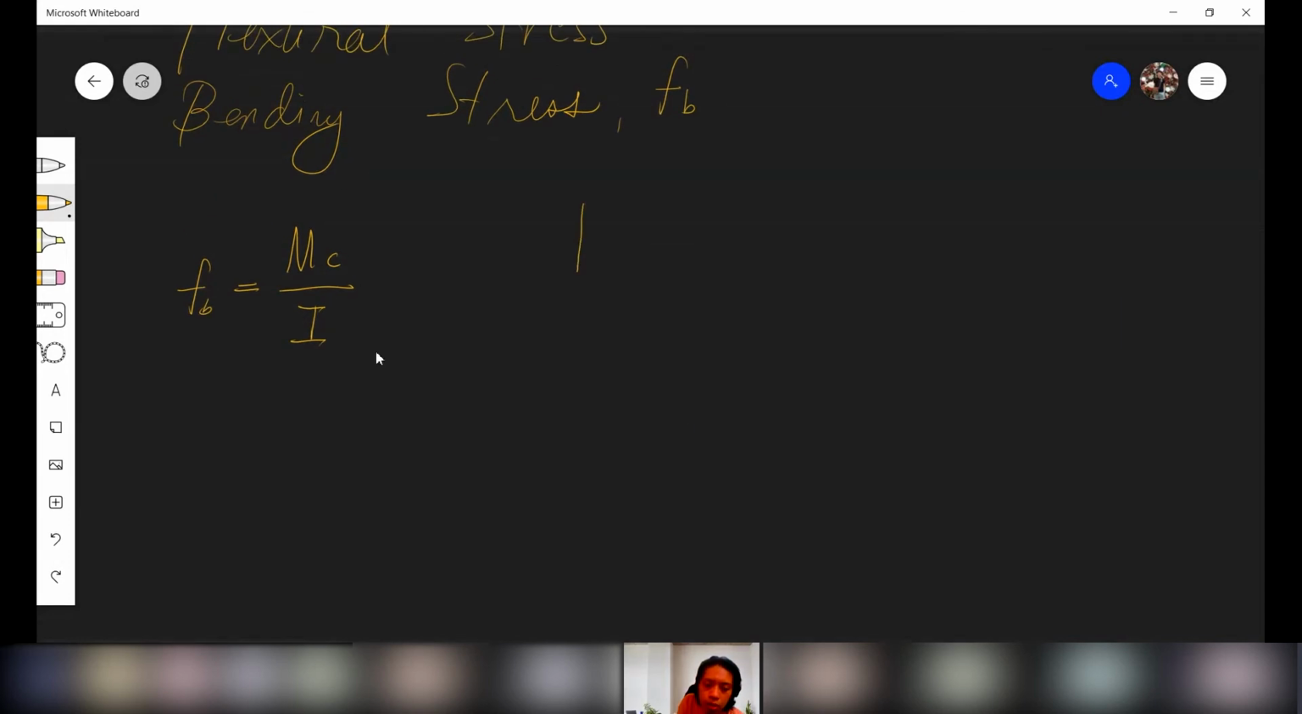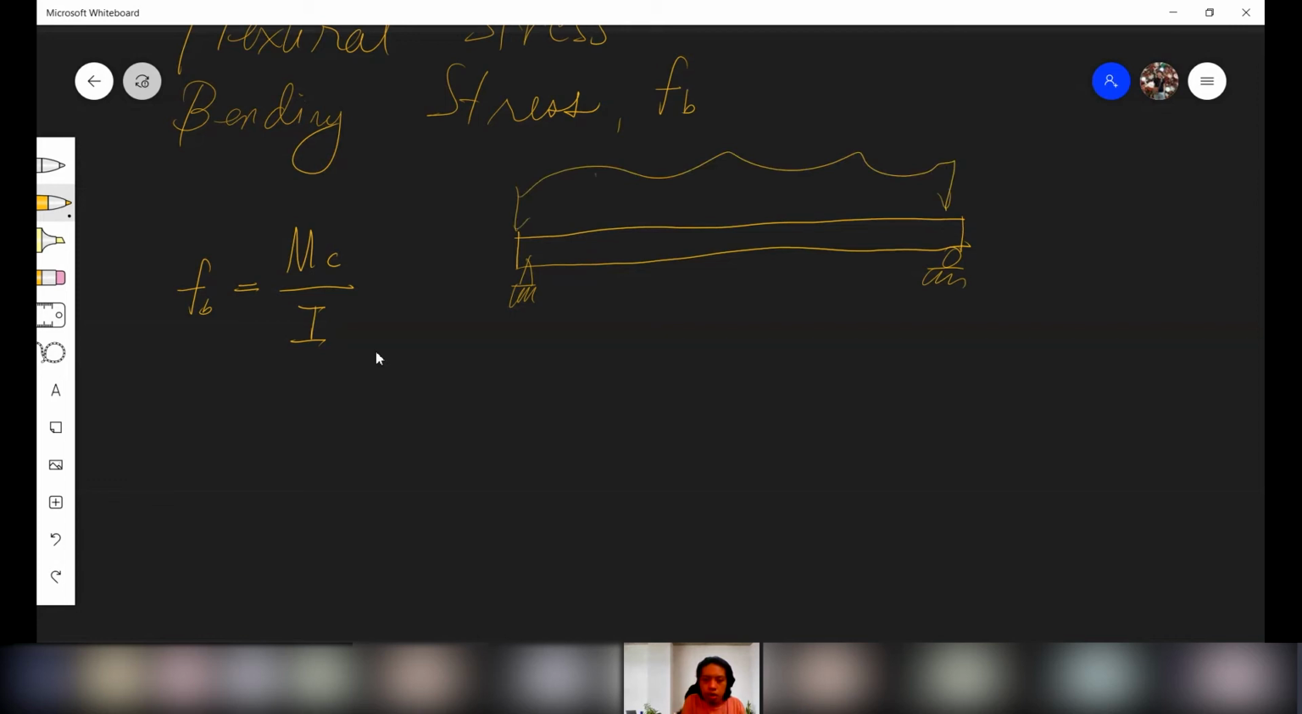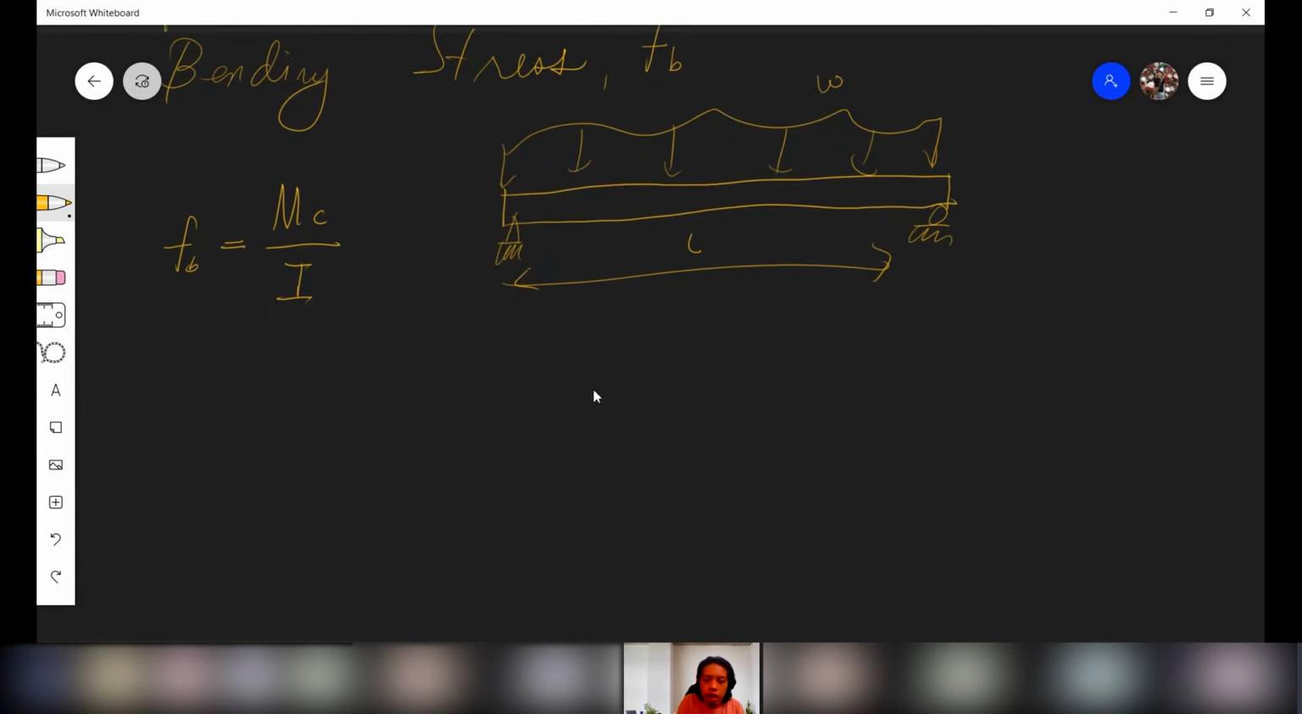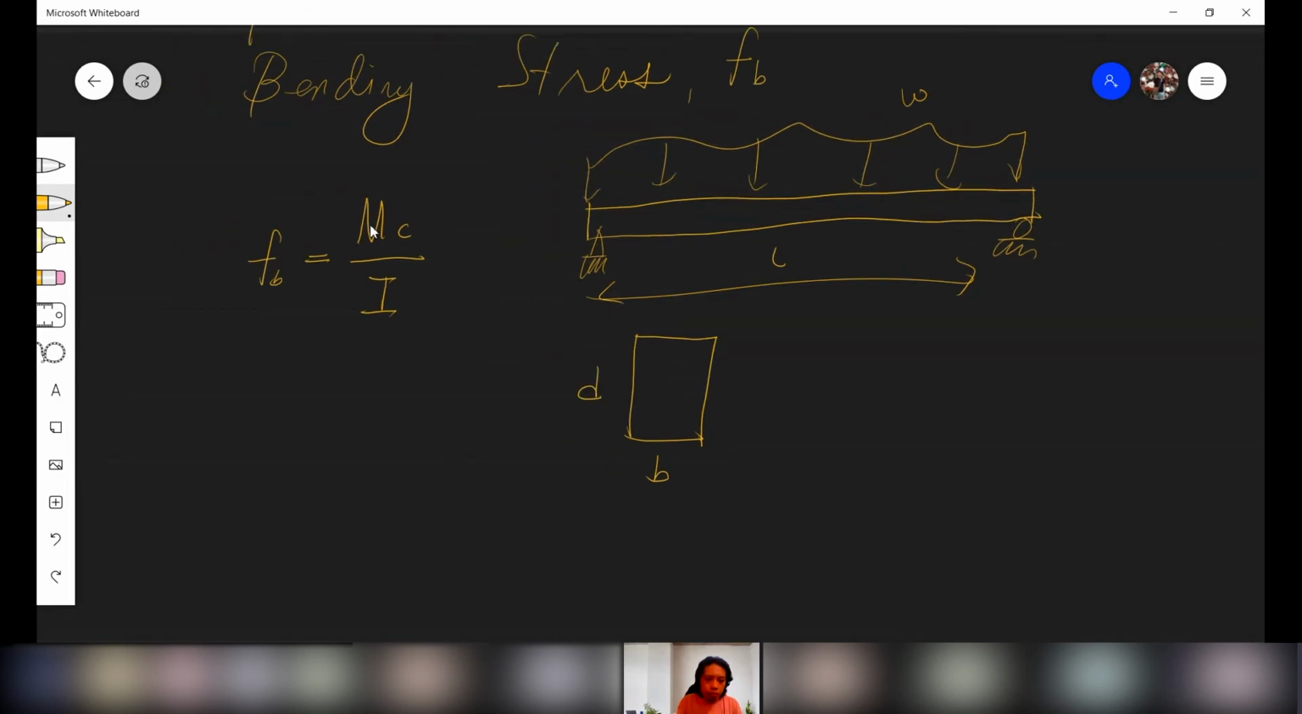Suppose we have a simply supported beam, and this beam is subjected to a distributed force like this one. Let's say this is W and this is L. The cross-sectional area of this beam is denoted by B for the base and D for the depth.